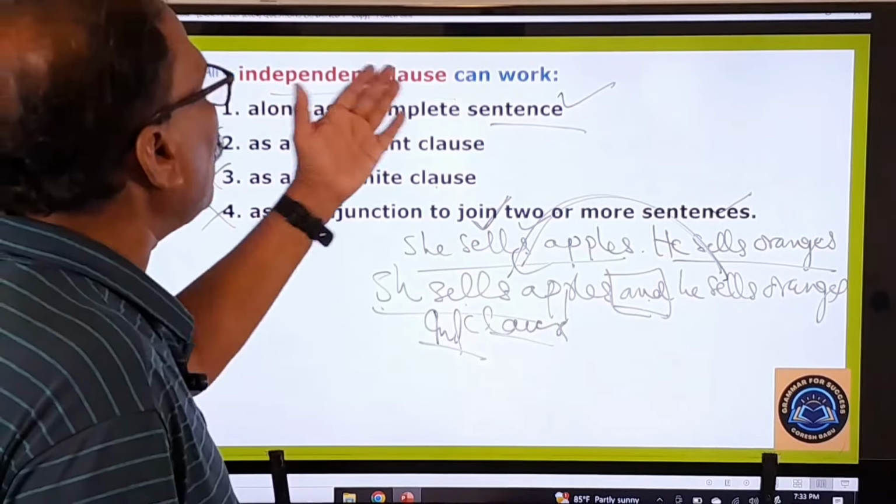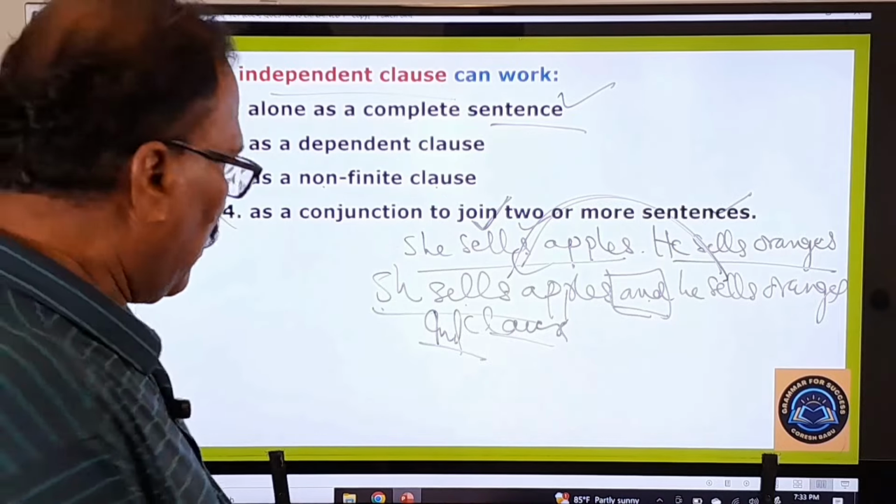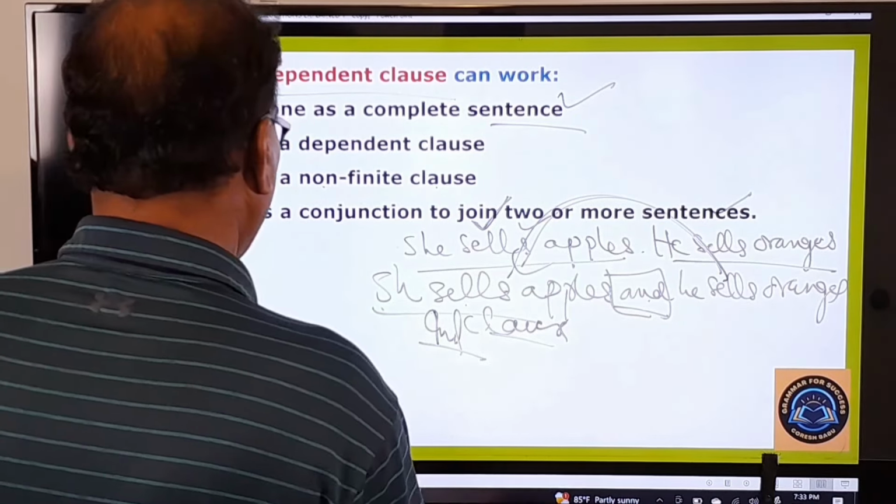So an independent clause can work alone as a complete sentence. It was earlier a complete sentence, right? Right. Now let's move on to learn the next question.